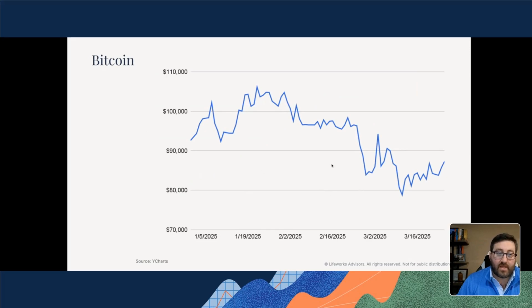Another thing we're seeing is Bitcoin. The markets there have stabilized a little bit. They're still fairly correlated to things like the tech markets.